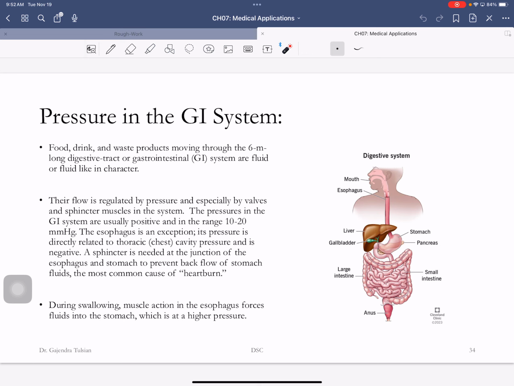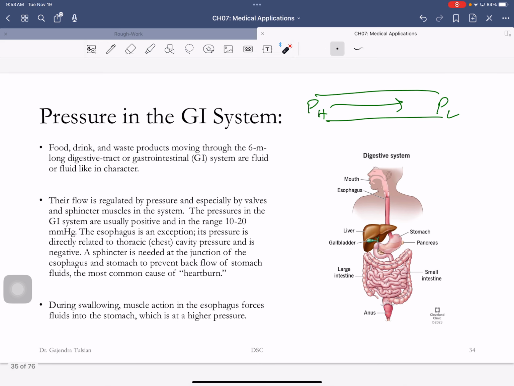Now we'll look at the pressures in the GI system, your gastrointestinal system. Food, drink, and waste products moving through the 6-meter long digestive tract are fluids or fluid-like in character. Once you chew your food, it becomes mushy, so it flows like a fluid. And you know that to make a fluid flow, you have to have a higher pressure at one end and lower pressure at another end.